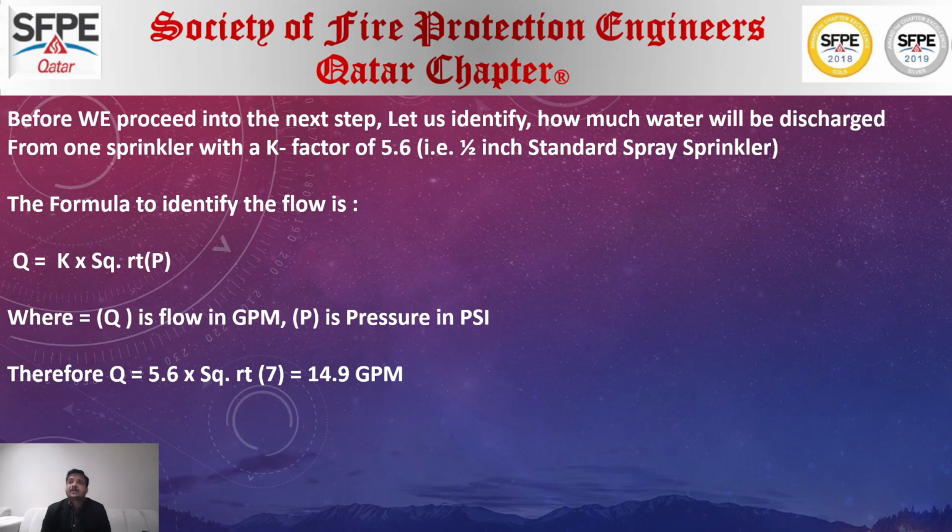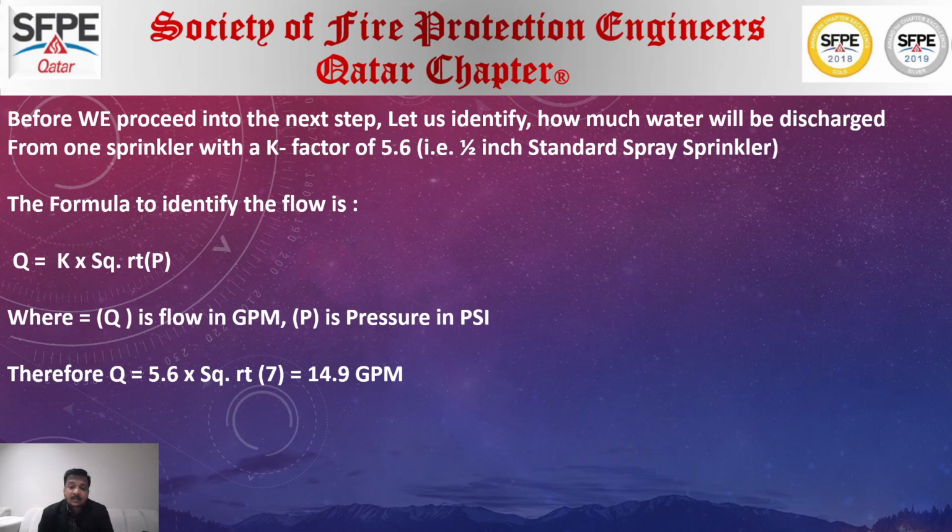Okay, before we proceed into the hydraulic calculation procedures, we need to understand a basic formula given in NFPA 13 under design approaches, how to calculate a flow rate from a single sprinkler. The flow rate calculation is Q is equal to K square root of P. Here the Q is flow rate, K is the K factor of the sprinkler, and the P is the residual pressure coming out of the sprinkler.